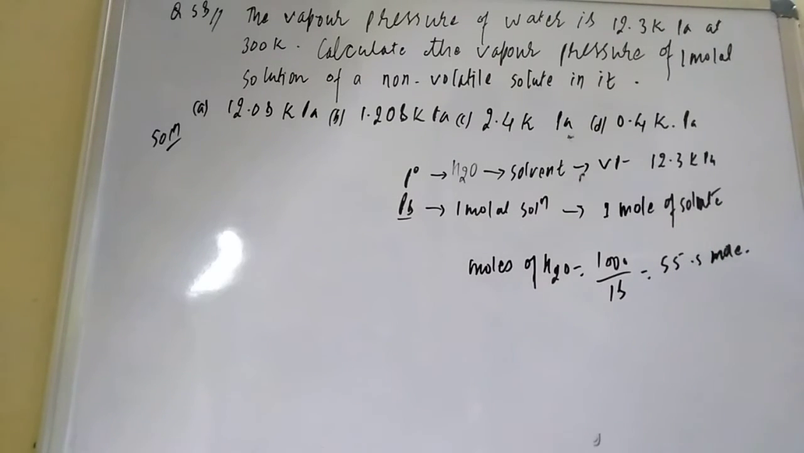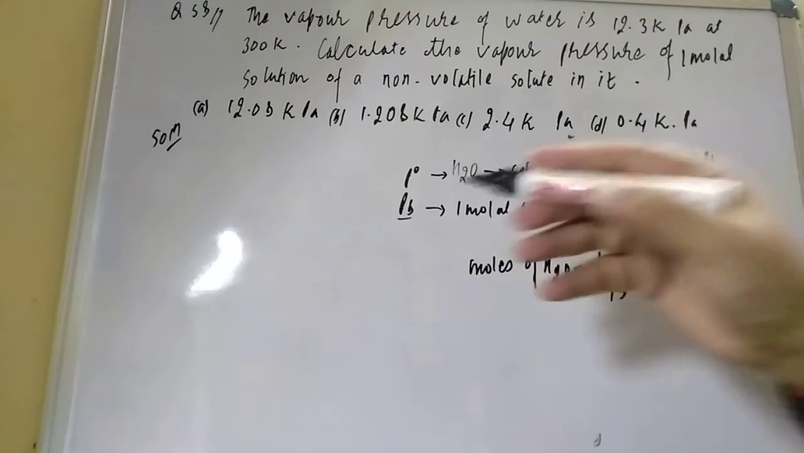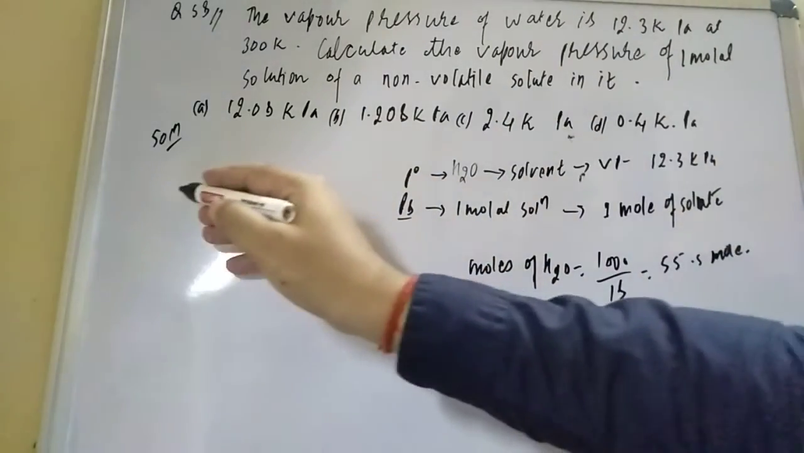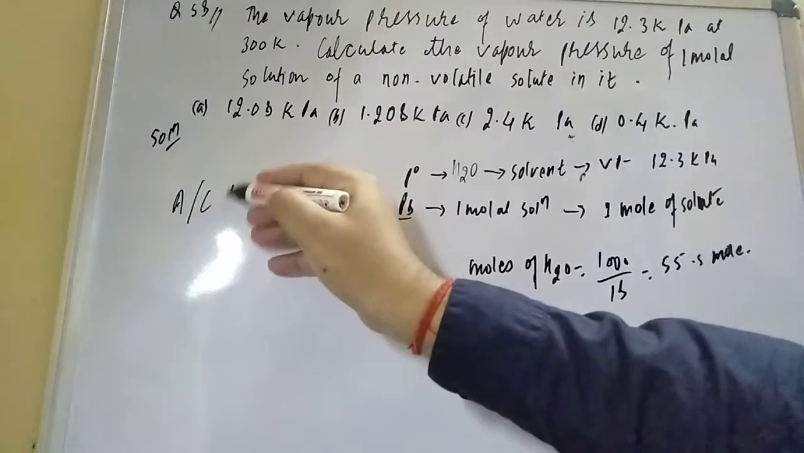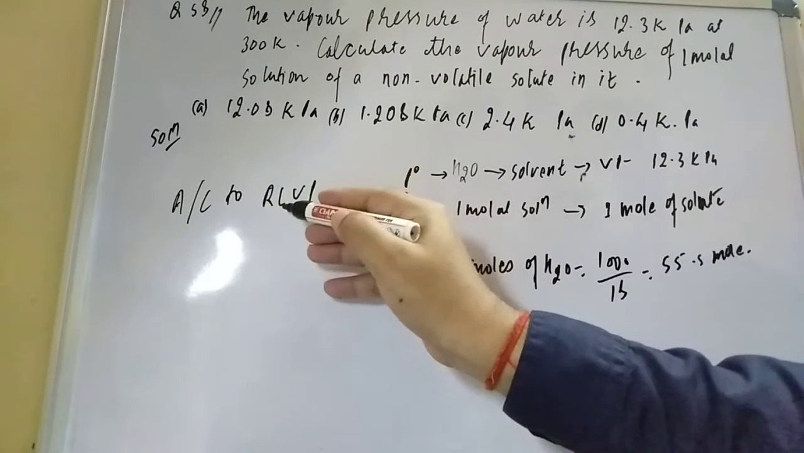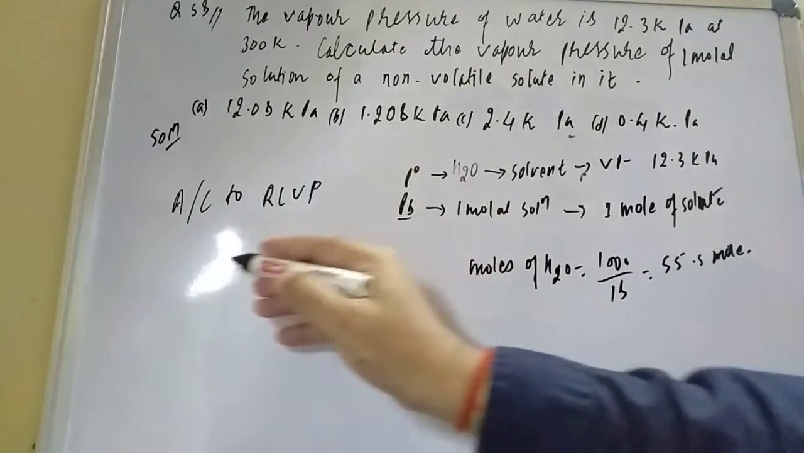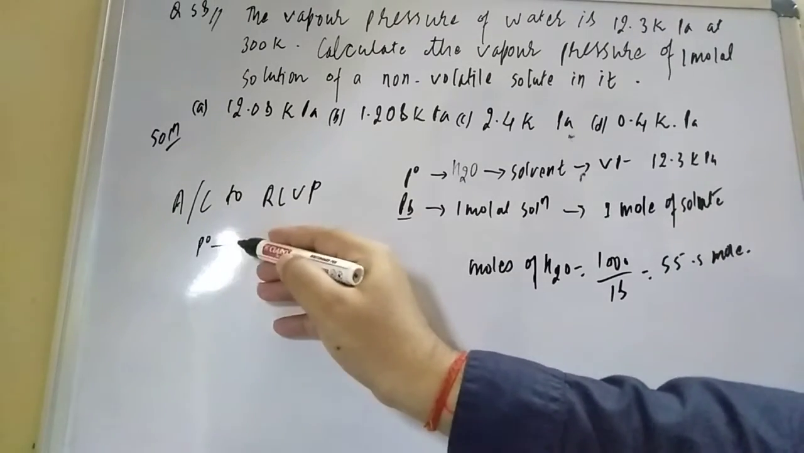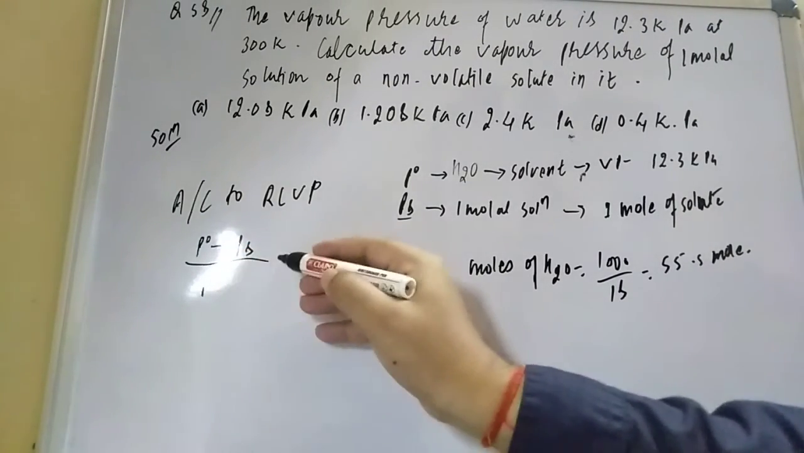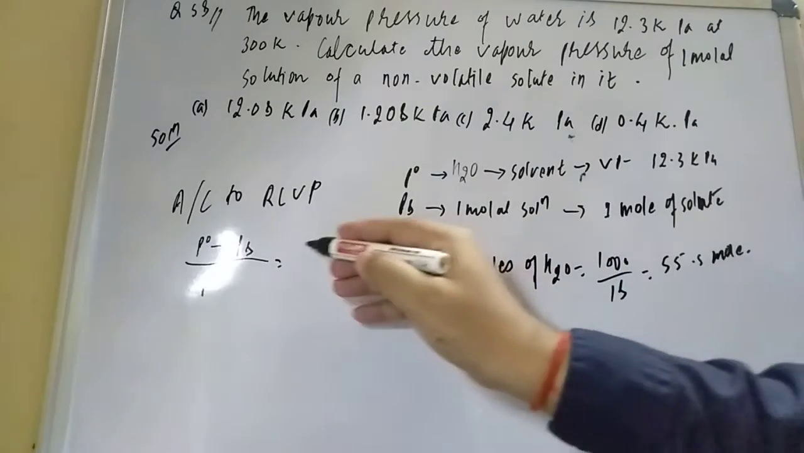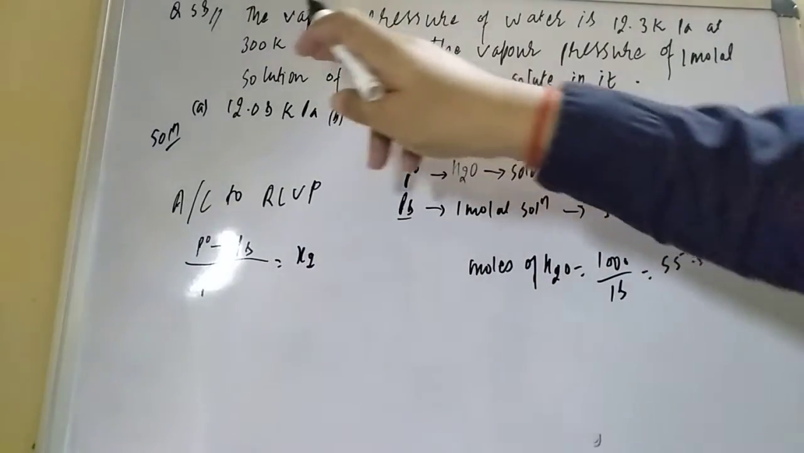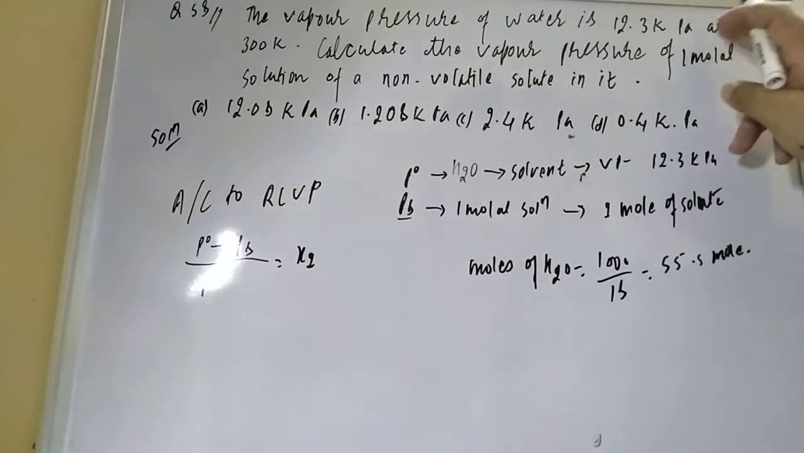Now how can we solve? According to Raoult's law, RLVP, relative lowering of vapor pressure: P naught minus PS upon P naught equal to how much? This is X2. So they are saying the vapor pressure of water is this.